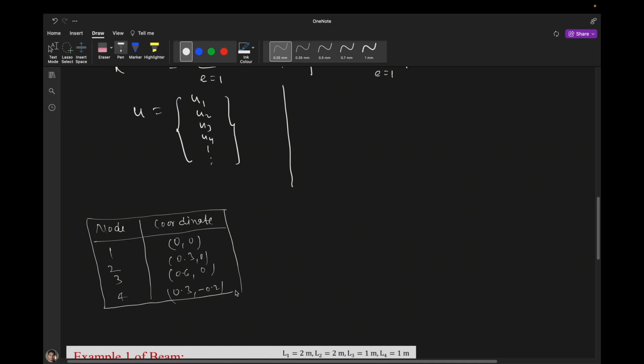And also we need to see how elements are connected with the node numbers, so the element and node connectivity. We will see that element number 1 is connected with nodes 1 and 4, element 2 is connected with nodes 2 and 4, and element 3 is connected with nodes 3 and 4.